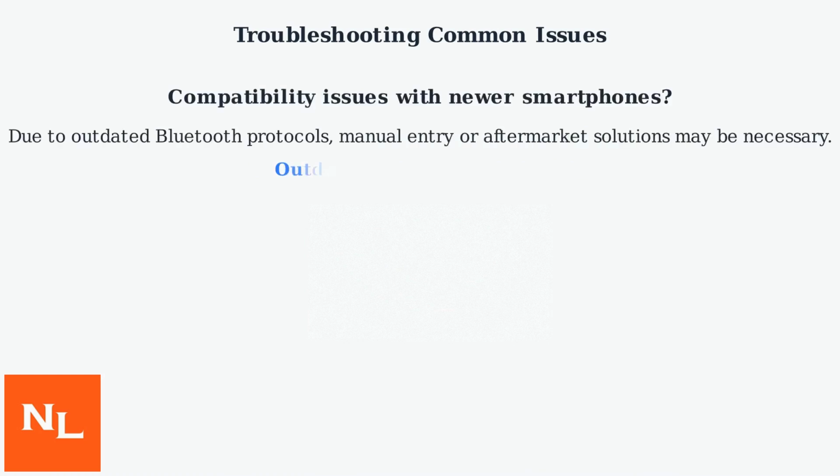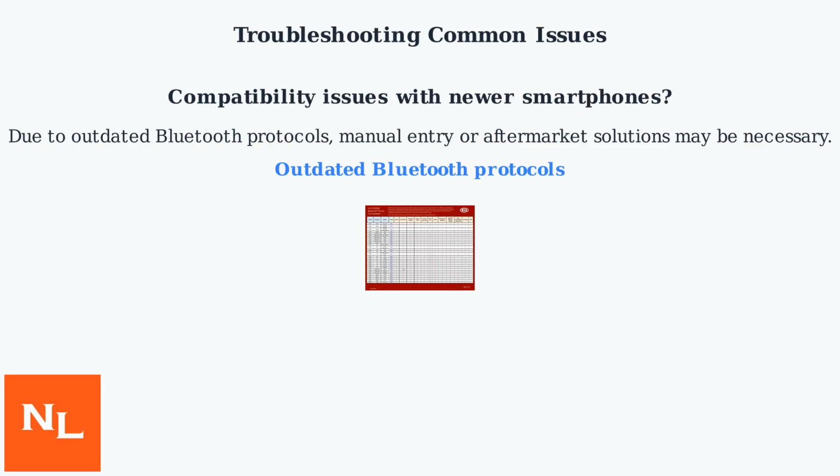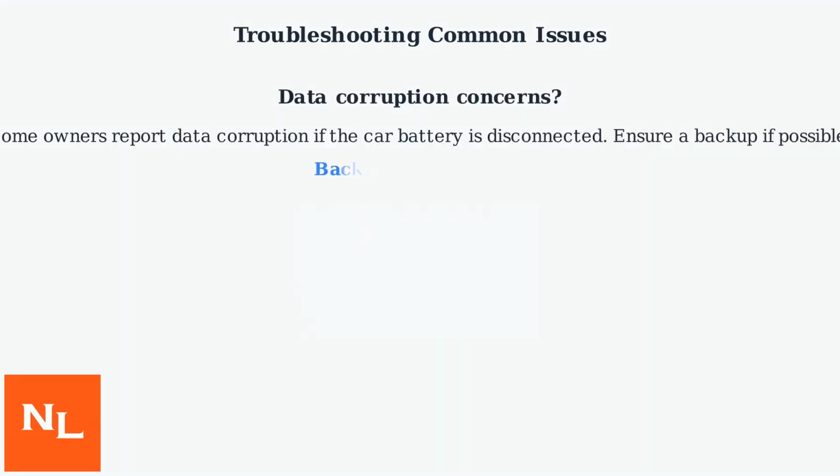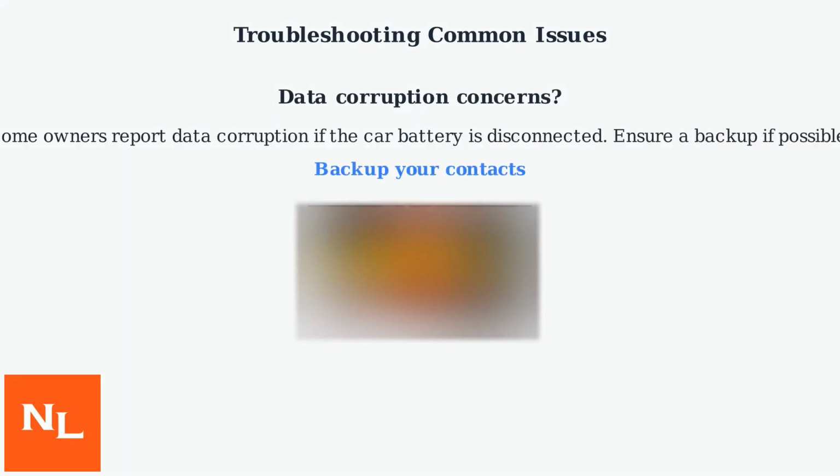Compatibility issues may arise with newer smartphones because the Murano uses outdated Bluetooth protocols. In such cases, consider manual entry of contacts or aftermarket solutions. Some owners have reported data corruption in the address book if the car's battery is disconnected. To prevent losing contacts, ensure you have a backup on your phone.